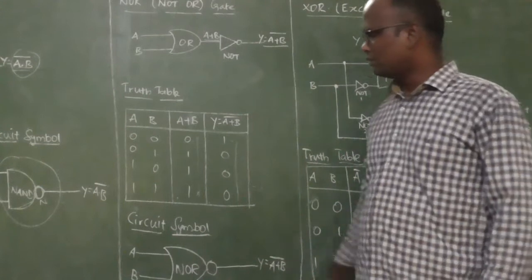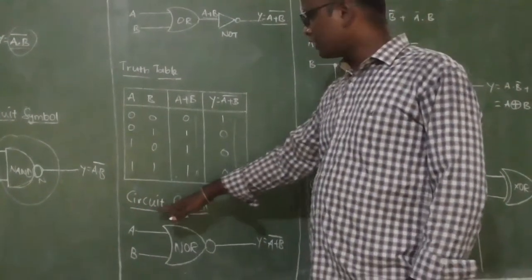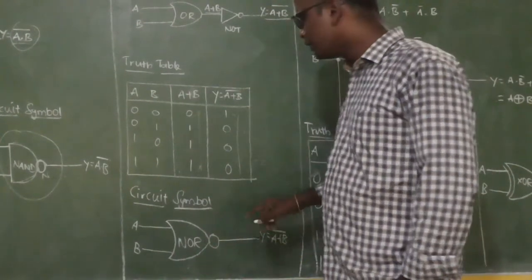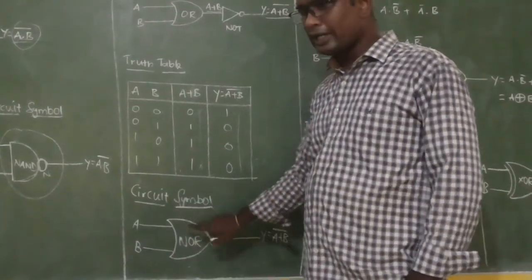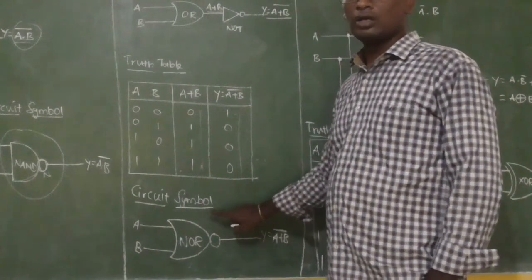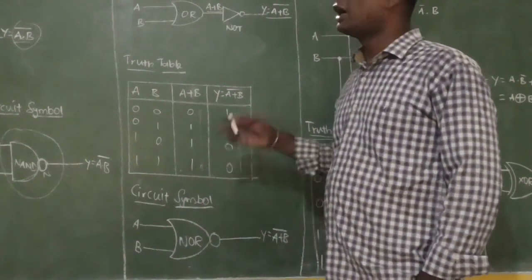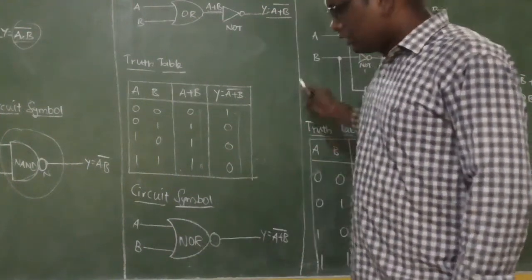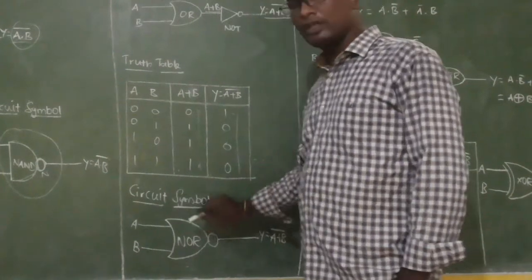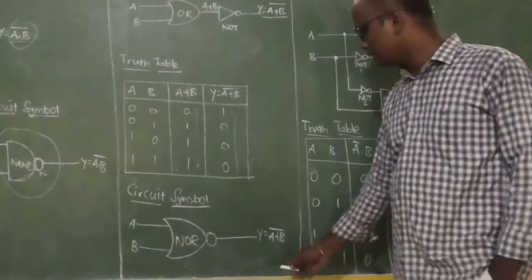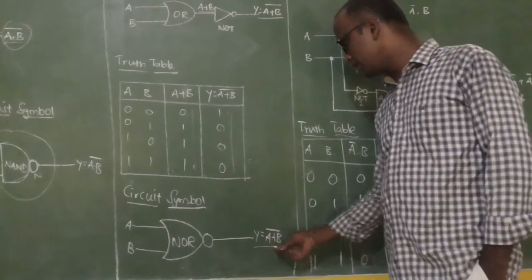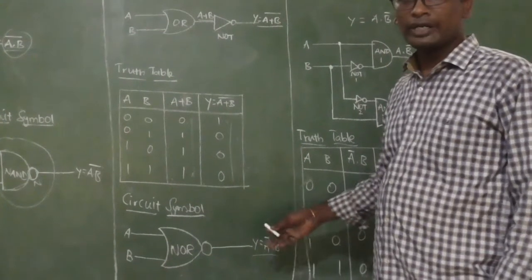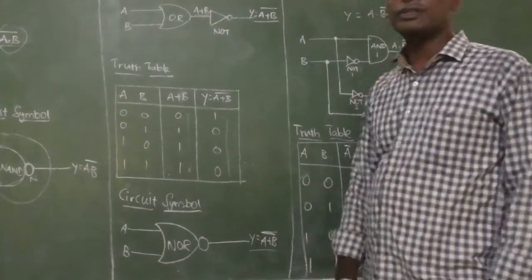Next we go for the circuit symbol of a NOR gate, which is similar to a NAND gate. That is, an OR gate followed by a bubble, where the bubble indicates the NOT gate symbol. So we get the symbol of the NOR gate as in this figure. The result of a NOR gate is Y equal to A plus B whole bar. A plus B is the result of the OR gate. The bar is the indication of a NOT gate.